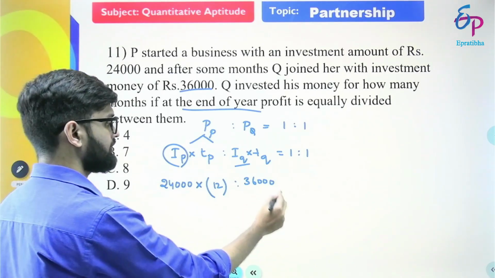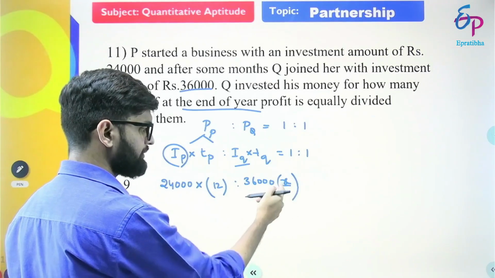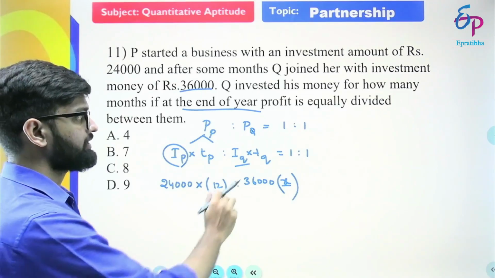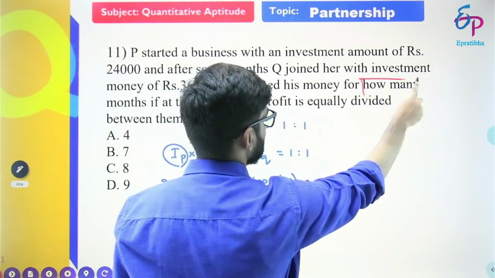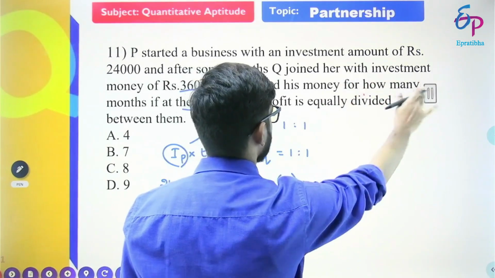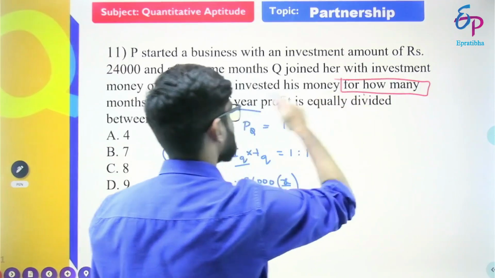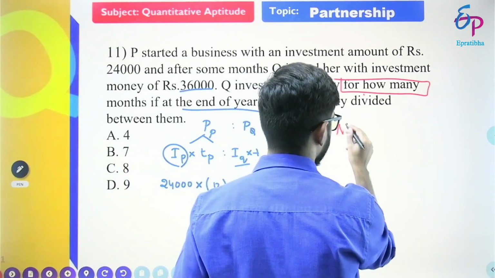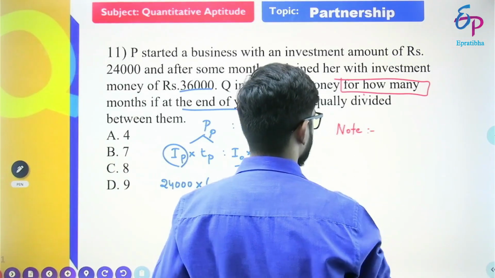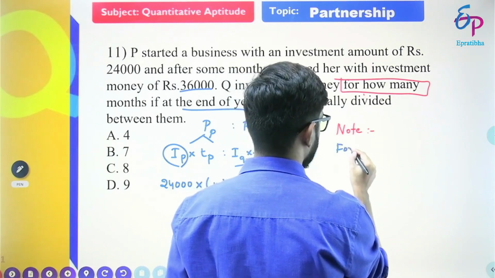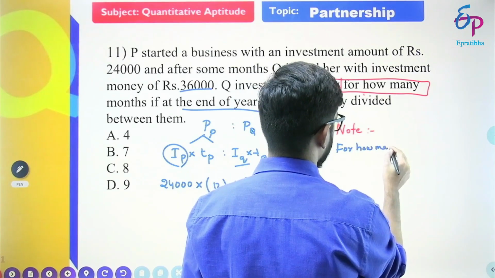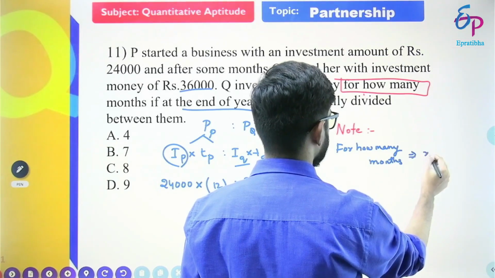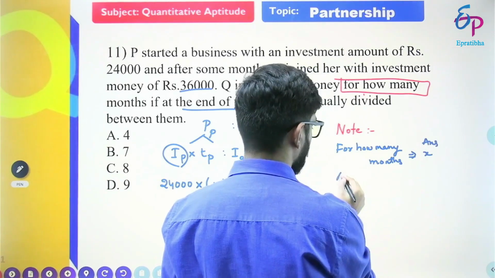For how many months means always you take X here. For how many months means the answer will be X. After how many months means the answer will be 12 minus X. That also we'll see, but we'll stick with this one. For how many months means you always have to take X value as your answer. Don't forget. Please put it as a note. For how many months, you have to take it as X. After how many months means?